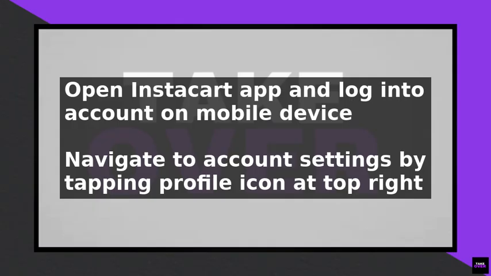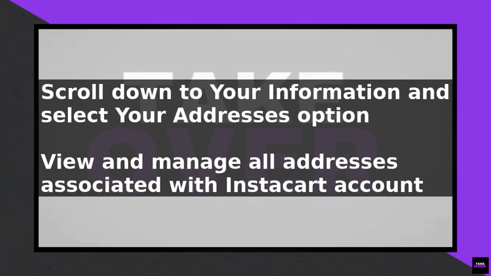This will take you to a new screen where you can view and manage all the addresses associated with your Instacart account. To add a new address, tap on the Add New Address button. Enter the new address details, including the street address, apartment or suite number, city, state, and zip code. Make sure to enter the correct address as this is where your groceries will be delivered.